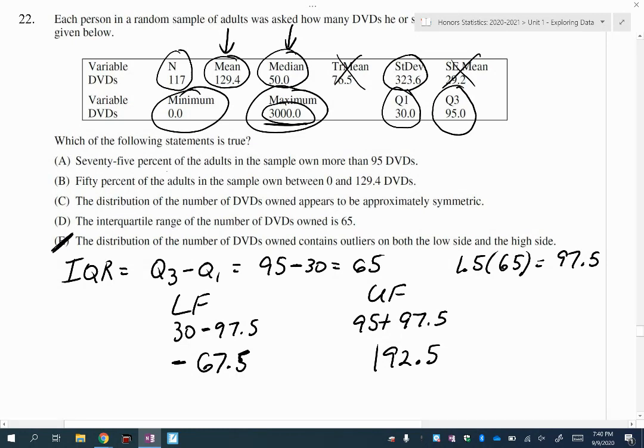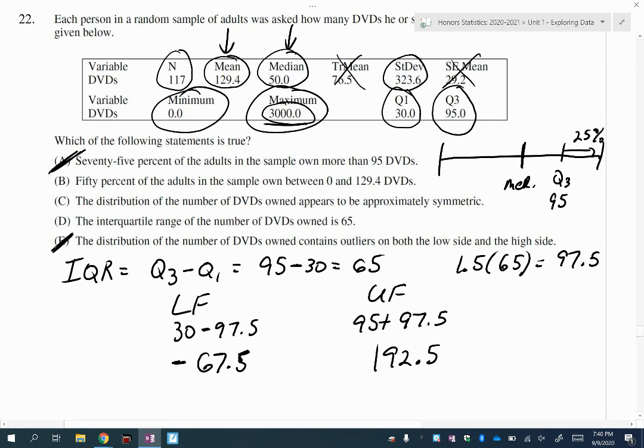For the first one, 75% of the adults in the sample own more than 95 DVDs. So that's incorrect. It's close, but it's incorrect because they're saying there's the median, there's quartile 3, and they're saying 75% of the adults own more than this. 95 is quartile 3. It's actually 25% of the adults who own more than 95. So that's why A is wrong. It should say 25% if that were to be true.